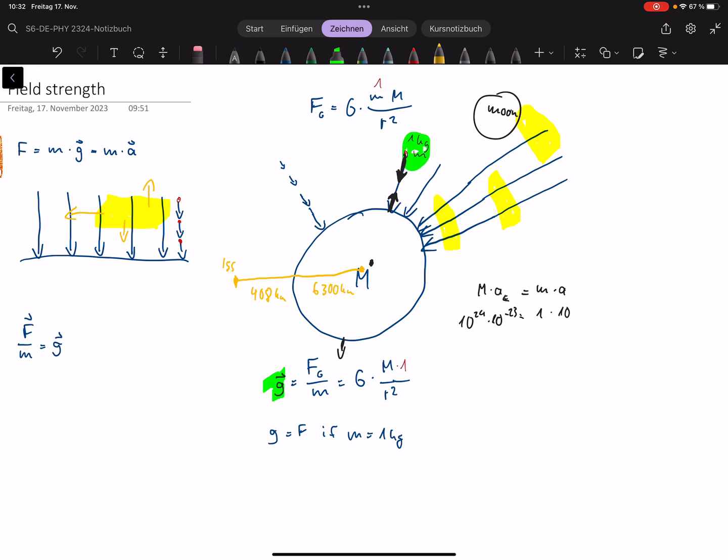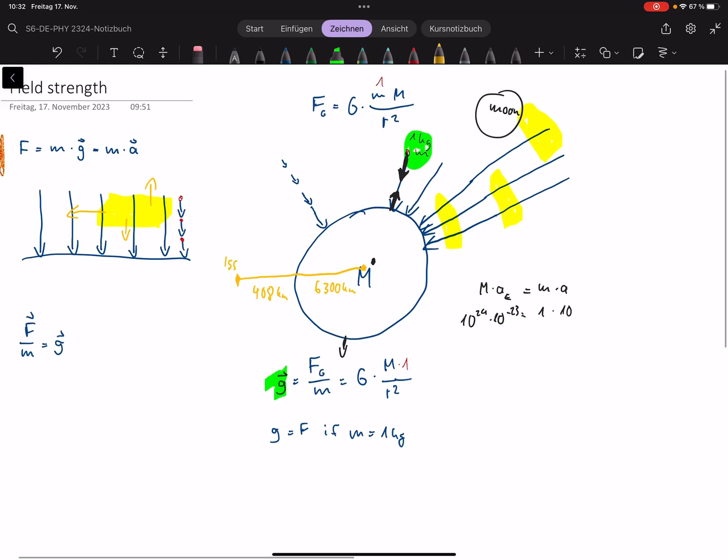But the radius that we insert here is always the sum of the altitude plus the radius of the Earth.